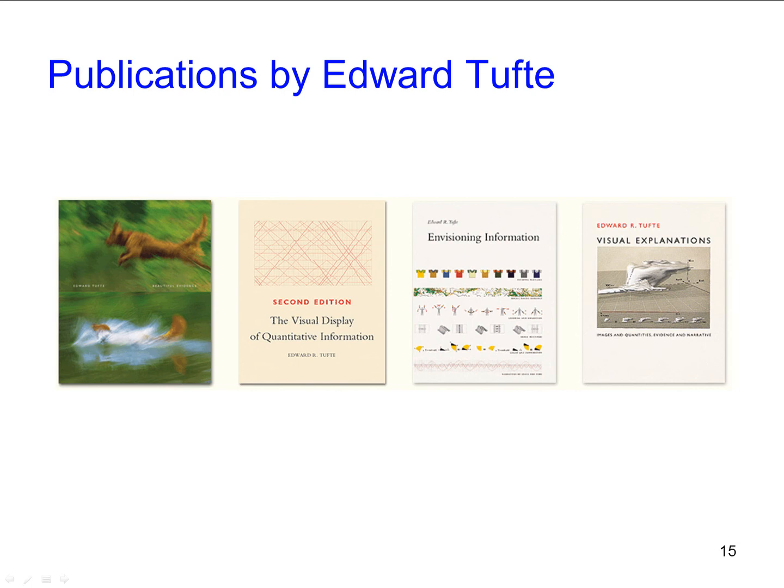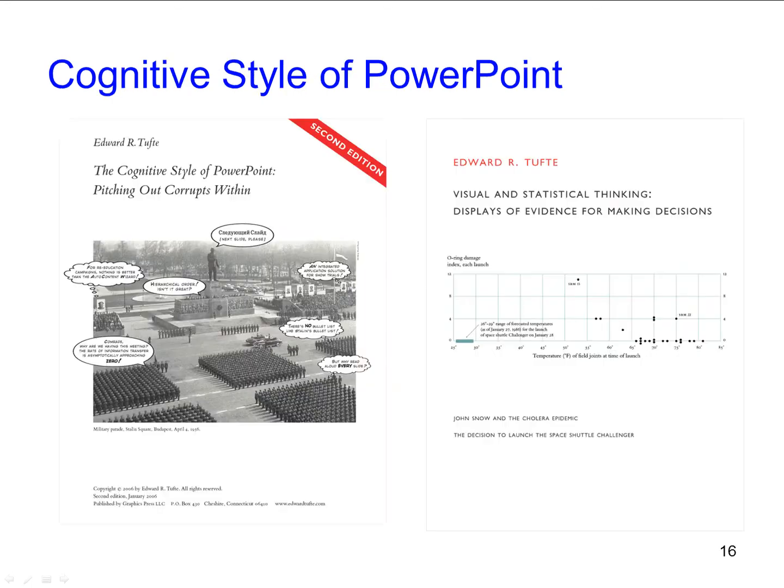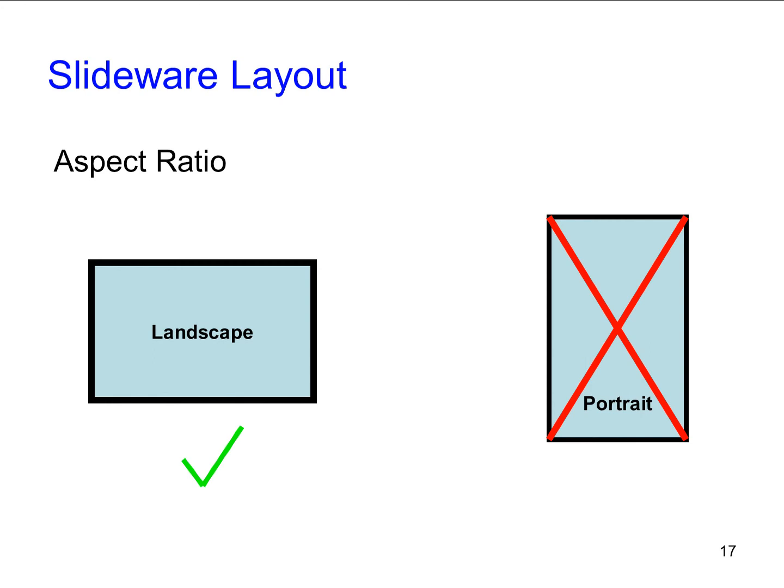Information, The Visual Display of Quantitative Information, and most recently, Beautiful Evidence. Tufte has also put out a couple of short essays, one on the cognitive style of PowerPoint and another on visual and statistical thinking. Tufte is a retired biostatistician, and these works are a culmination of his life's work, which is to make numeric data more understandable through pictures. So in the next series of slides, I'm going to provide you with some tips for making more effective presentations, many of which are derived from Tufte's books and seminars.